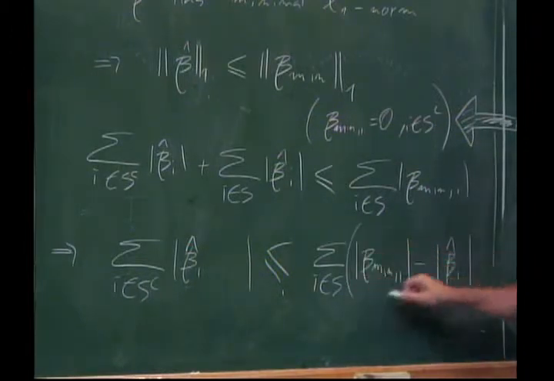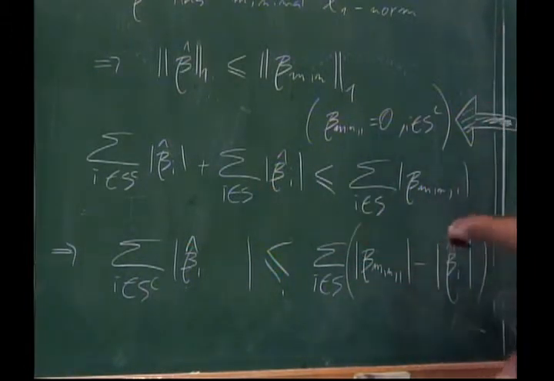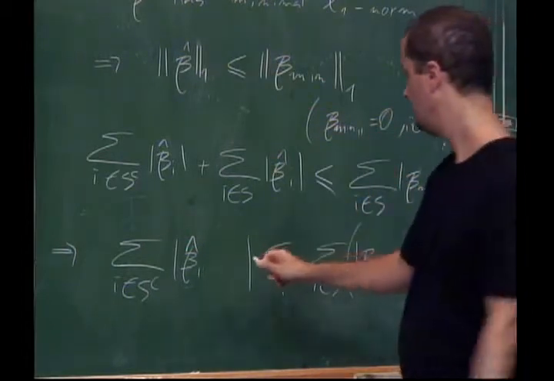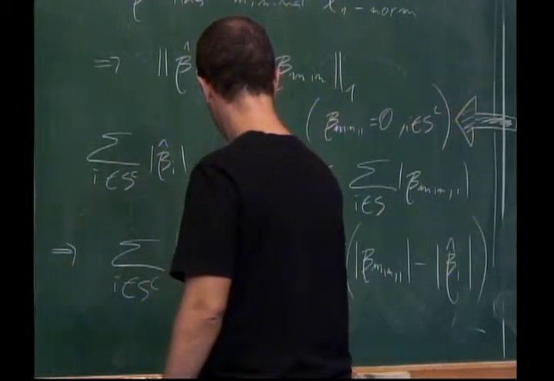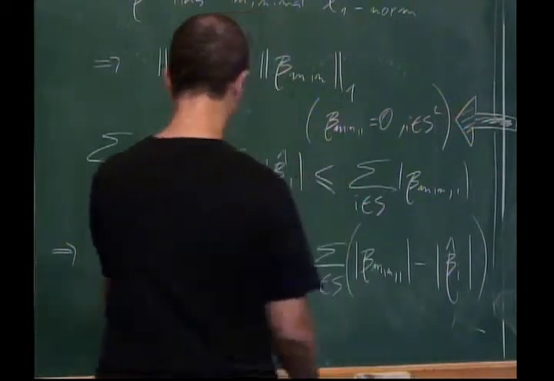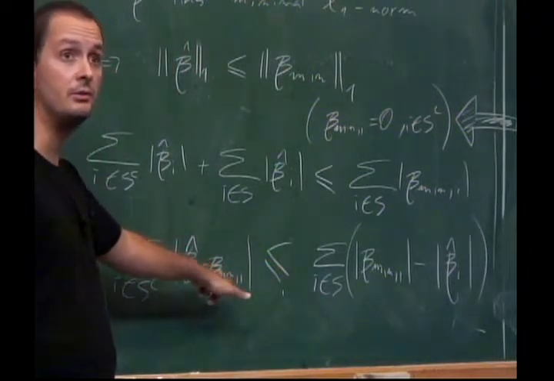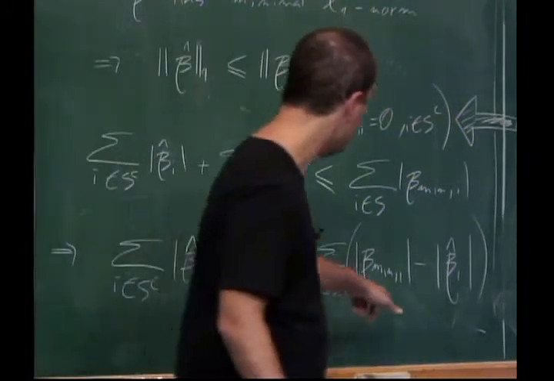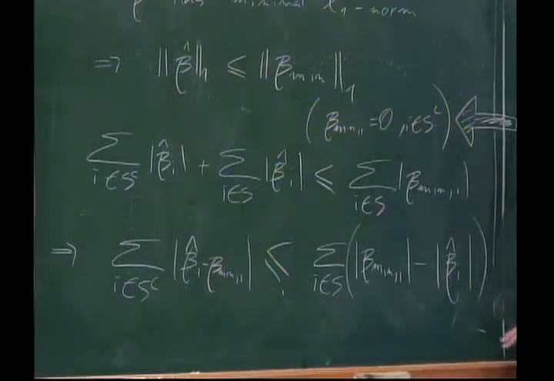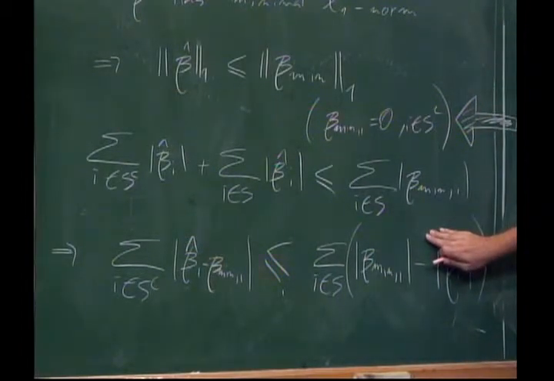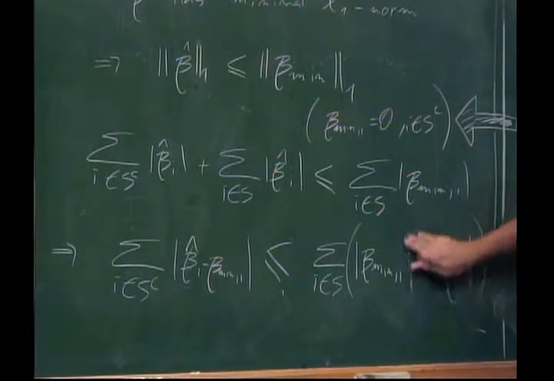Right? I just moved this sum to the other side. Now I want to change this a little bit, and I want to change it in two ways. Well, first of all, I'm going to notice that because of this thing, I can add beta min here. It doesn't change anything. This is 0. On the other hand, if I just want an upper bound, I can use the triangle inequality and erase these things here.